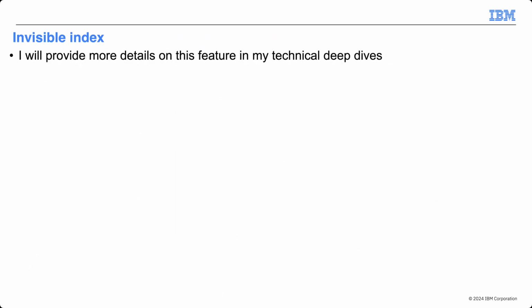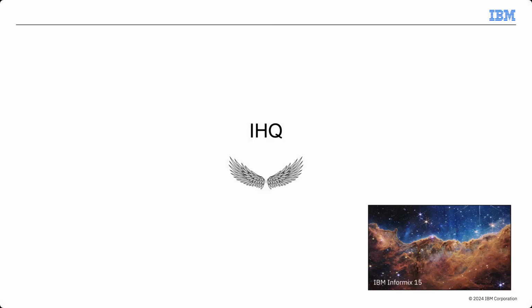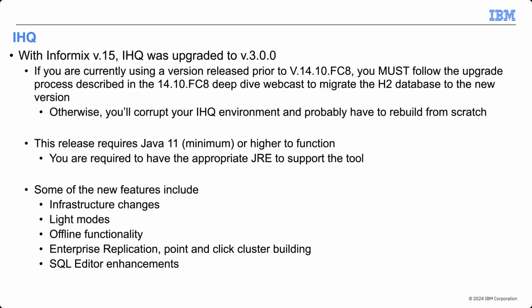And like I said, I will show more details on invisible indexes and how it changes a query plan and so forth in the deep dives. I just don't have the time to do it today. As a matter of fact, I think I'm running long as it is, so I apologize. Here's the last thing I'm going to cover, and that's IHQ. Knowing that there was going to be a session on IHQ today, this is just a brief overview.